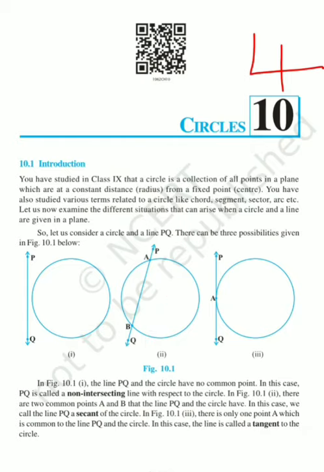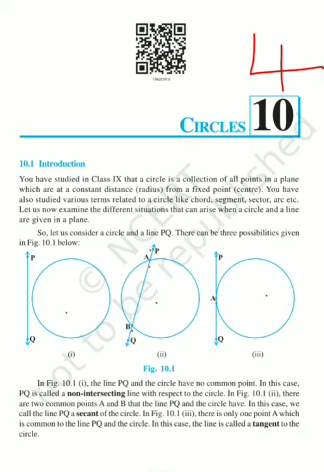Now let us examine the different situations that can arise when a circle and a line are given in a plane. So, let us consider a circle and a line PQ. There can be 3 possibilities, given in the figure. See, here you can see these 3 figures. In the first, the line PQ is not touching the circle. In the second, the line PQ is touching the circle at 2 points A and B. And in the third condition, the line PQ touches the circle at only one point A.